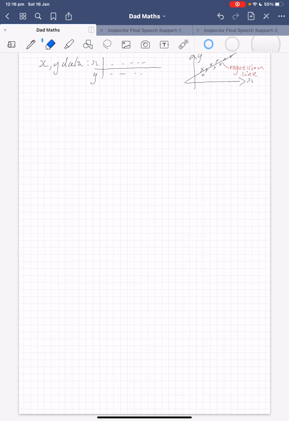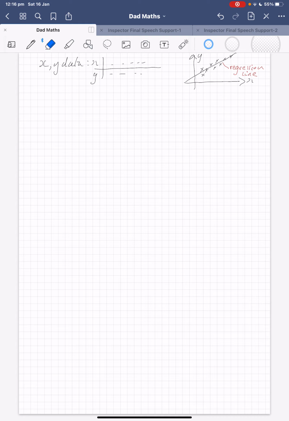Okay, so this recording is about reduction to linear form. Imagine we have this XY data shown here, with pairs of points with coordinates x and y, and we plot them on a scatter diagram as marked by x. And then we get a regression line. This is a line of best fit.